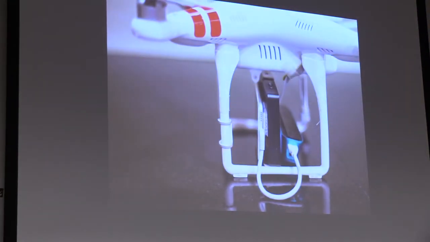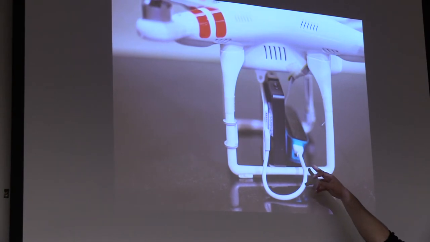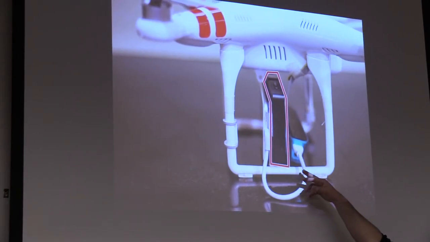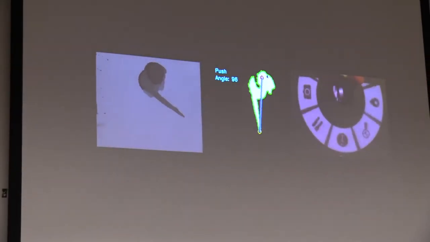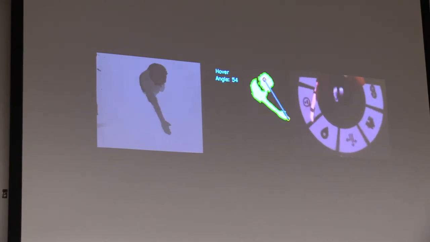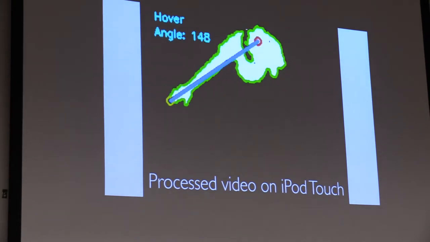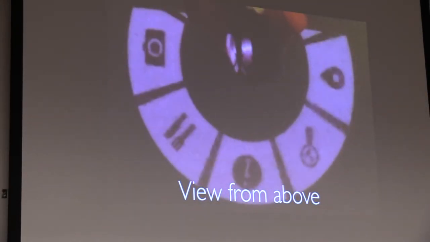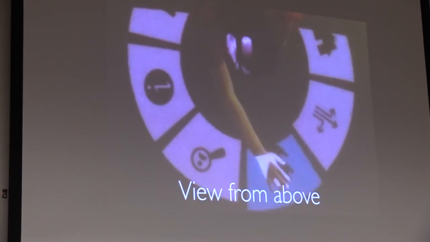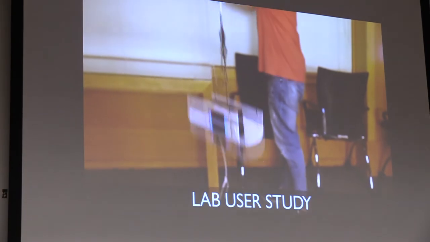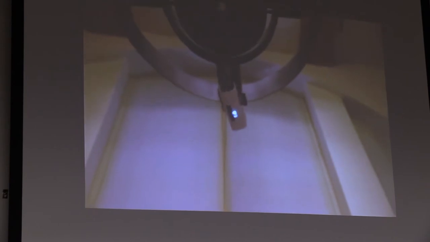And so what is on the drone? We have a depth camera here. It's just a 3D camera that was used for an iPad, and then a small projector and an iPod Touch rather than an iPhone, just because it weighs 80 grams less or something like this. Here you see the depth camera, the Structure Sensor, and then we process that and we can then move the menu around, hold your hand to select. So we did it in the lab first, just because the batteries run out on this stuff and dealing with the wind, just to see if people could do these tasks.